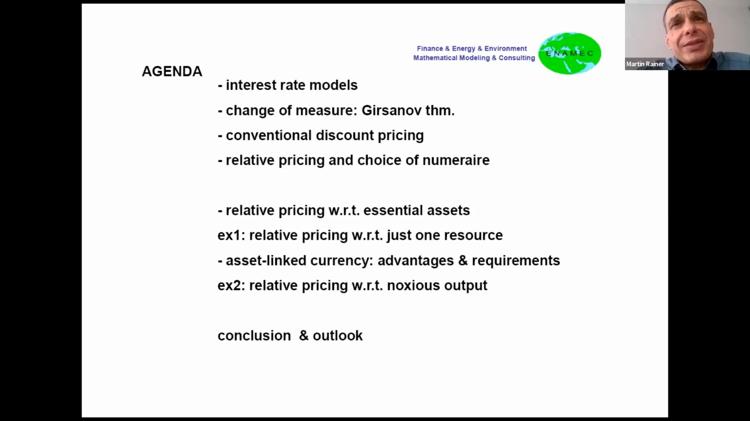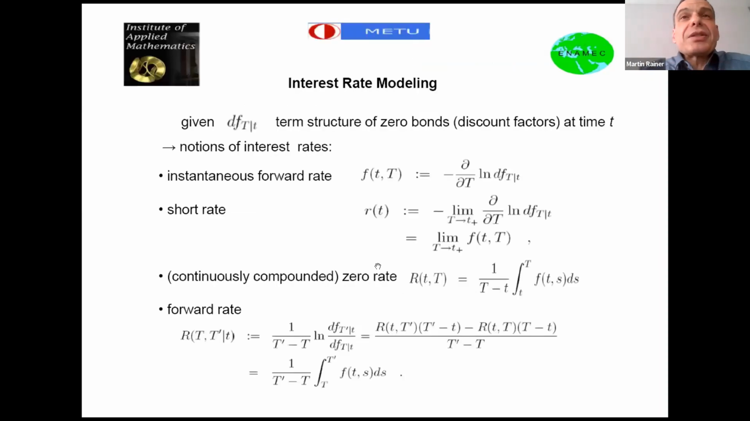I will also discuss taking this asset numeraire as a currency, the advantages and the requirements for that. And then I will give a second example where I show the potential also for regulators, namely to regulate noxious output, for example carbon emission related, regulating the maximum amount of carbon emissions. So let's start with a repetition.